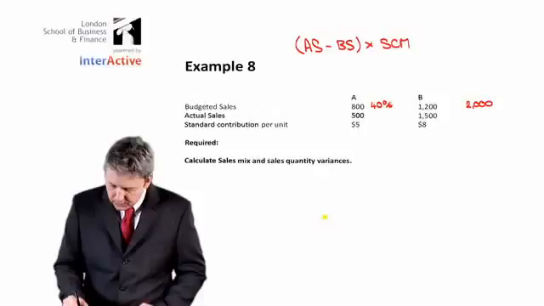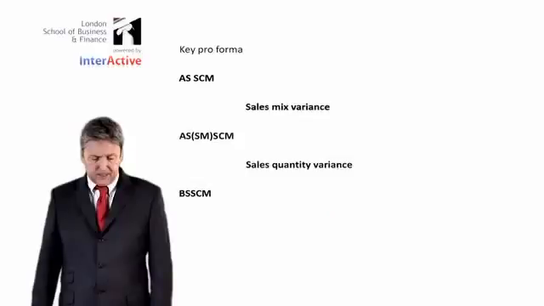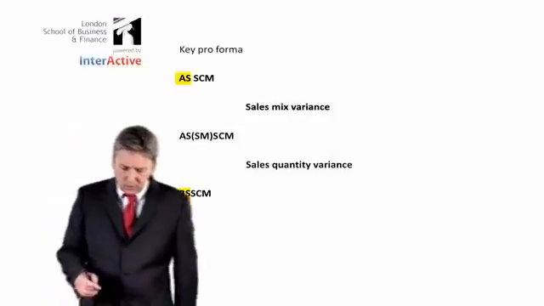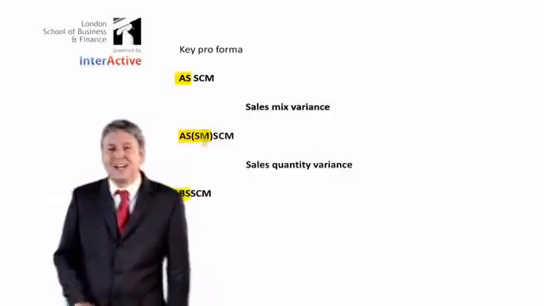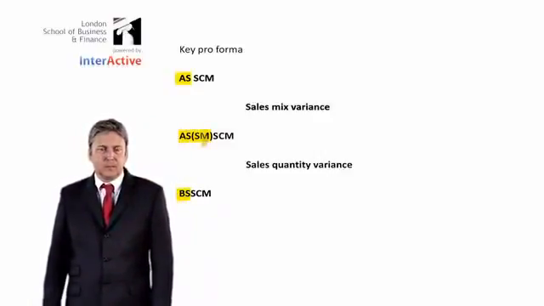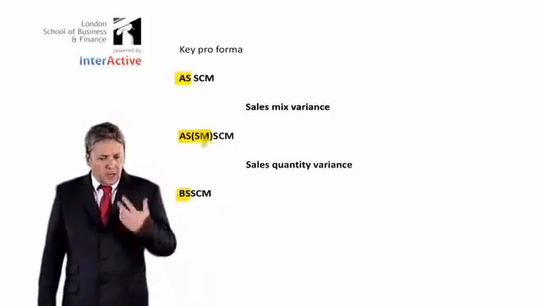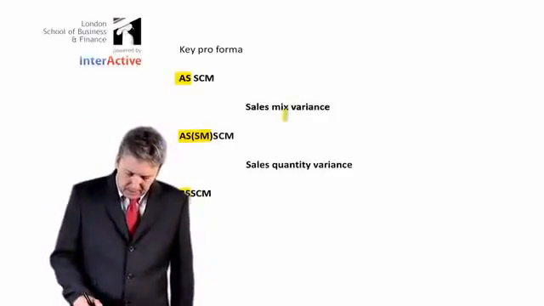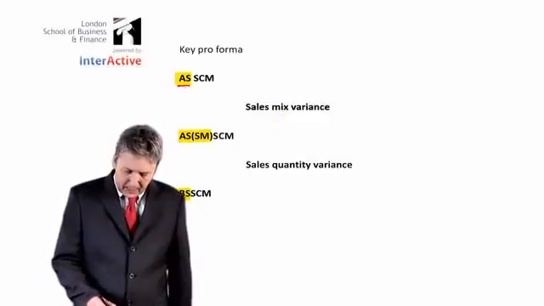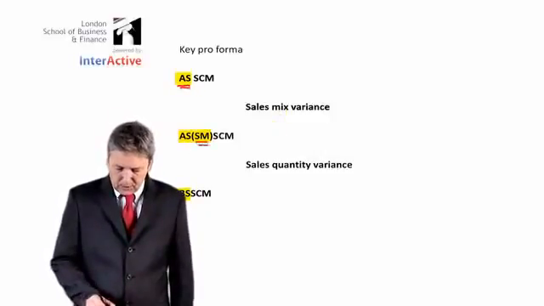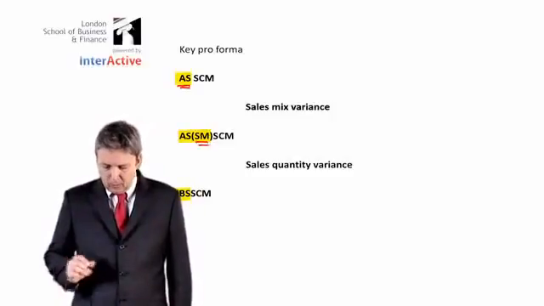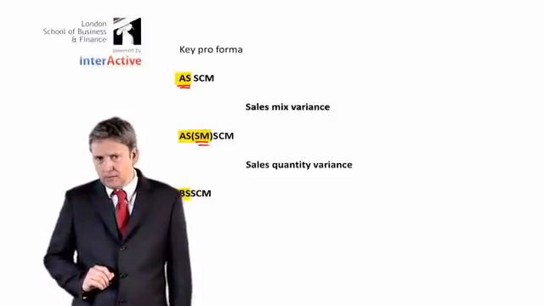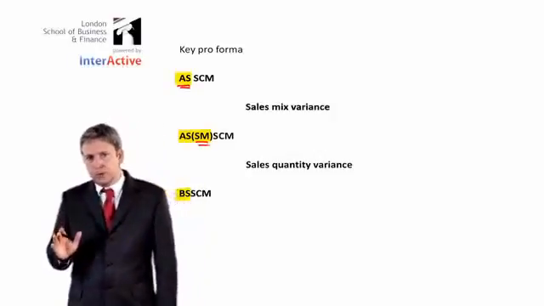So all we have to do is develop a pro forma that works for this. If you think about it, our original pro forma was actual sales minus budgeted sales. That was the sales volume. All we're going to do is introduce in the middle actual sales at the standard mix. So not difficult at all. By doing so, we get the sales mix variance by comparing the actual sales at the actual mix against the actual sales at the standard mix. And then once we've got that, we can get the sales quantity variance. So very straightforward indeed.